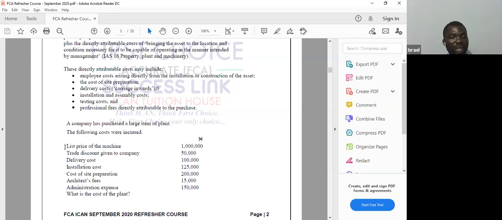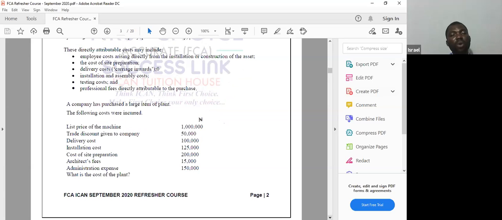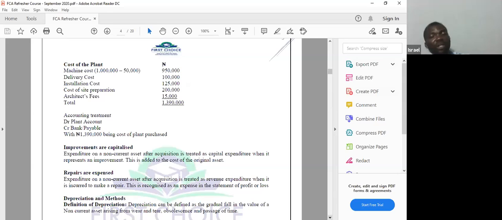Then we have the administrative expenses. Administrative expenses are fixed costs. They are not part of attributable costs, because whether we purchase the plant or not, we are going to incur the same cost. So if you do your computation well, that gives you the cost of your plant: list price minus 50,000 plus delivery plus installation plus cost of site preparation plus architect fees. We are not going to touch the administrative expenses, because either I produce or not, they will still come.